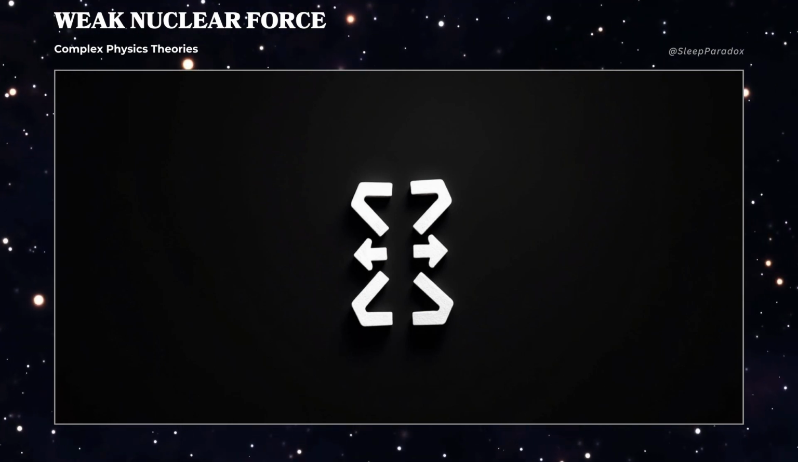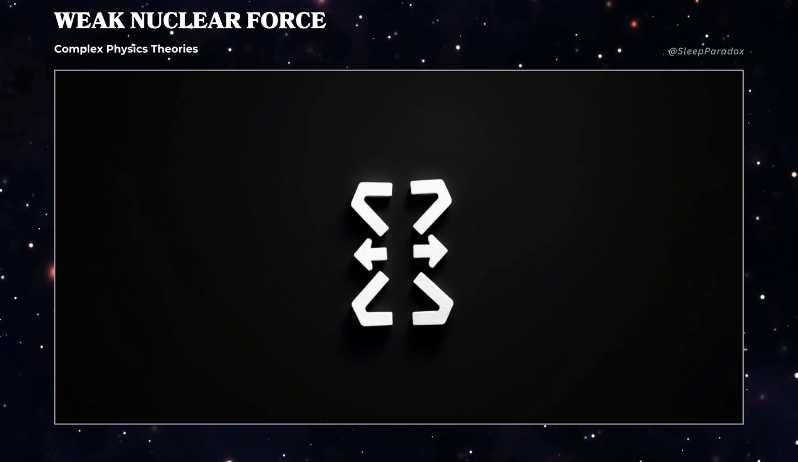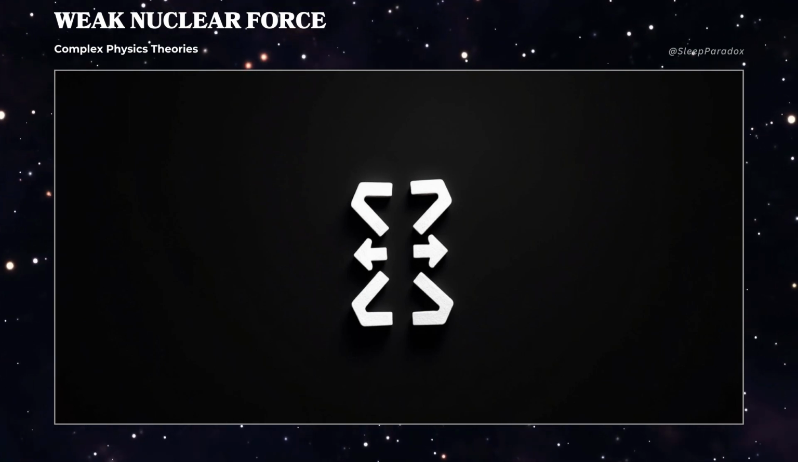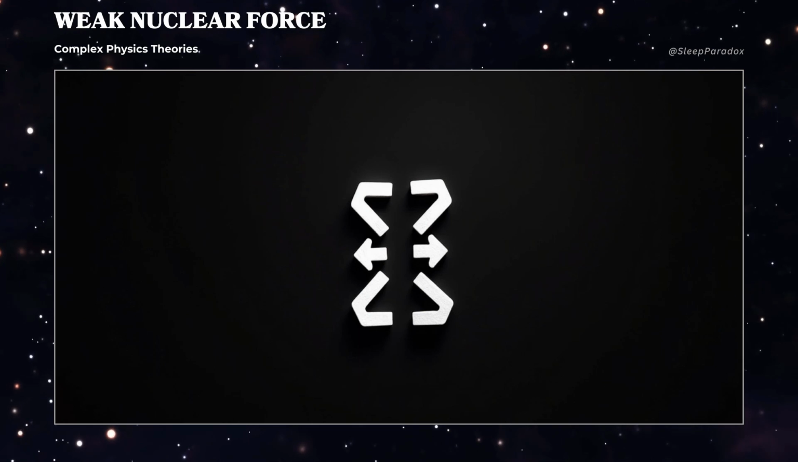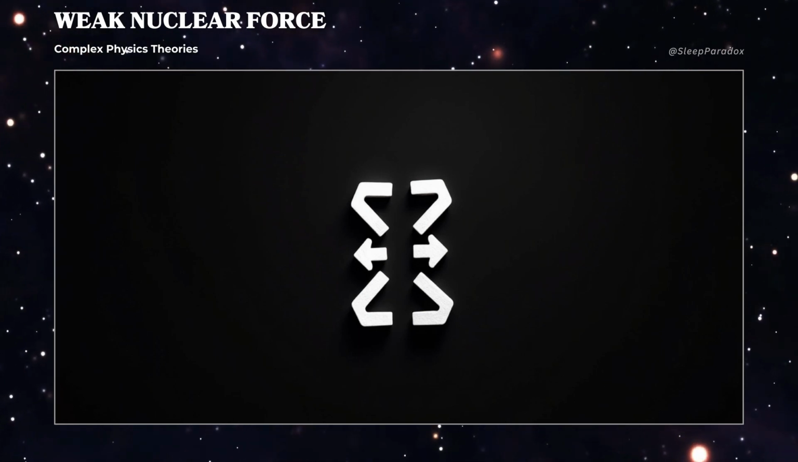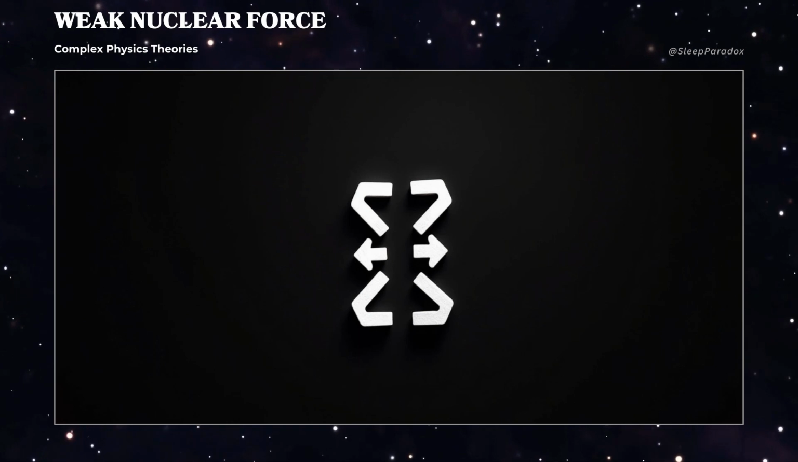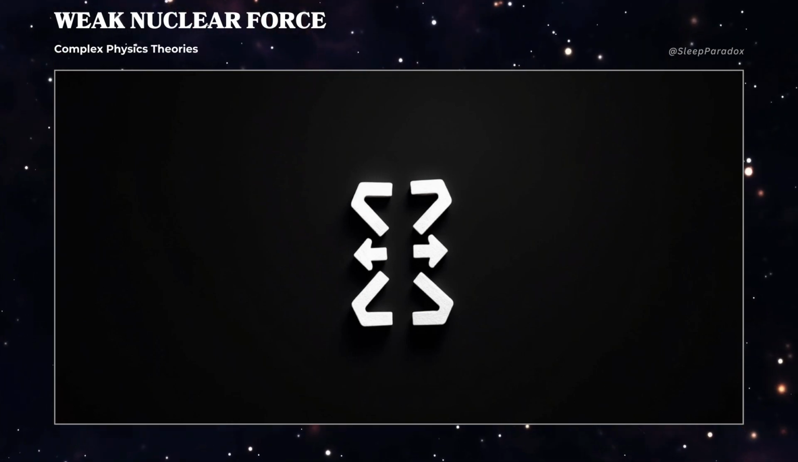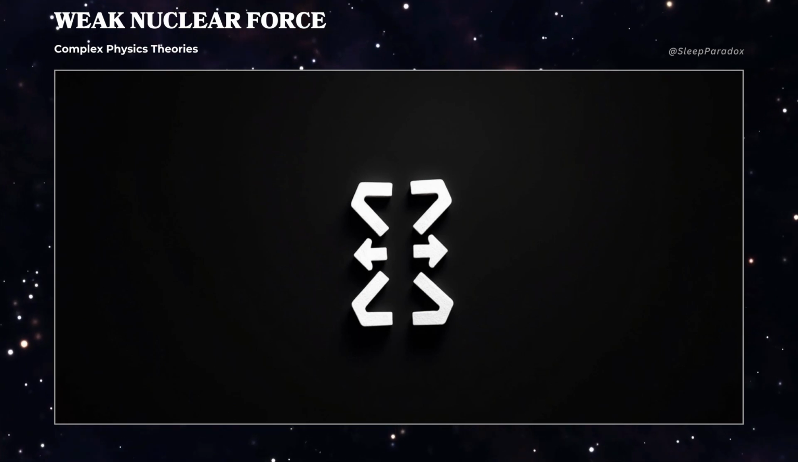Despite its range, it is vital for processes like beta decay, a type of radioactive decay, where a neutron in an unstable atomic nucleus transforms into a proton, emitting an electron and an antineutrino in the process. This transformation showcases the force's ability to change one type of subatomic particle into another, highlighting its unique versatility.